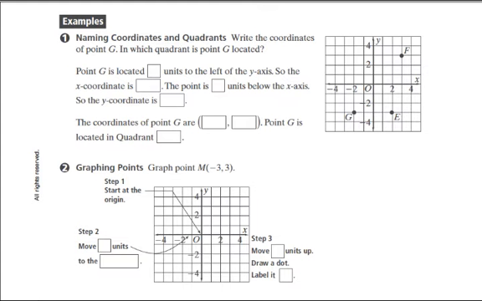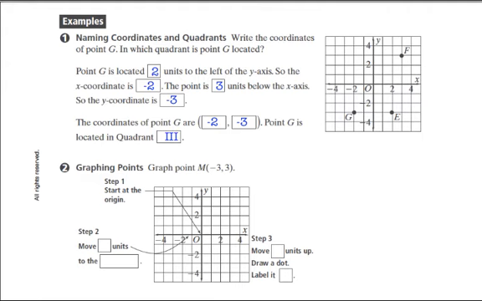Let's try some examples. Number 1, we're going to be naming coordinates in quadrants. Write the coordinates of point G, and then in which quadrant is point G located. Point G is located 2 units to the left of the y-axis. So the x-coordinate is -2. The point is 3 units below the x-axis. So the y-coordinate is -3. So the coordinates of point G are -2, -3. Point G is located in quadrant 3.